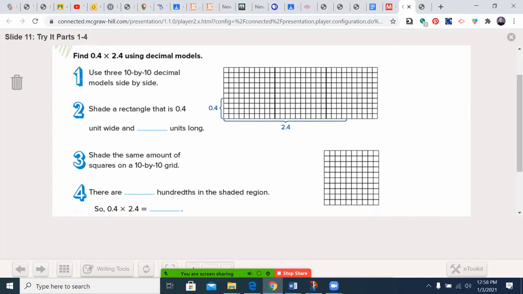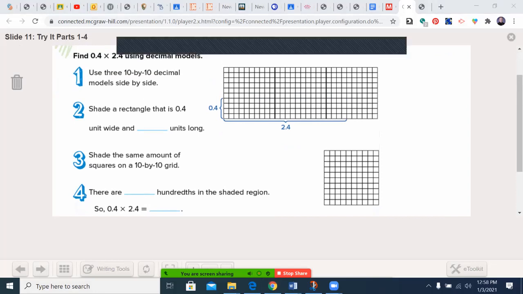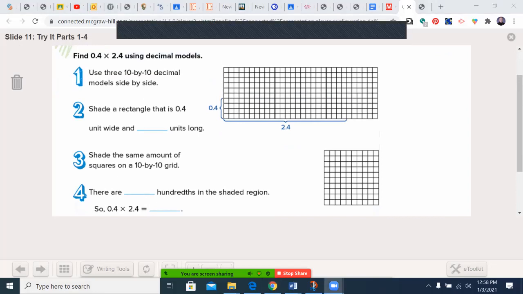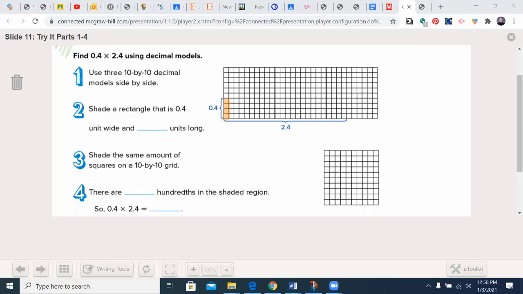I'm going to get my annotation tool ready. We're going to go 4 tenths times 2 whole and 4 tenths. So it's going to be 4 tenths high, which means 4 blocks high. But now it's going to go, here's all the way to the end of 1. Here's all the way to the end of 2. And now I need 4 more counts: 1, 2, 3, and 4. I'm going to go up here.